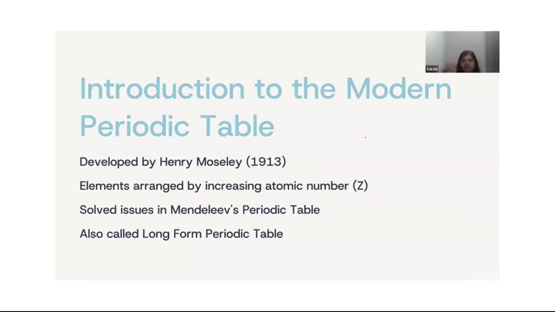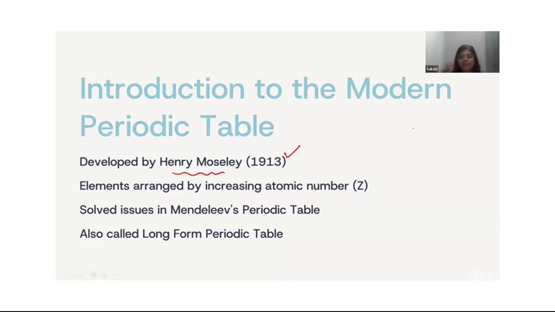Hello everyone. Today the topic that we are going to study is Introduction to the Modern Periodic Table. So you must have studied the periodic table that was given by Mendeleev, right? But this is the modern periodic table which we follow now. It was developed by Henry Moseley in 1930. Now, what is special in this periodic table?